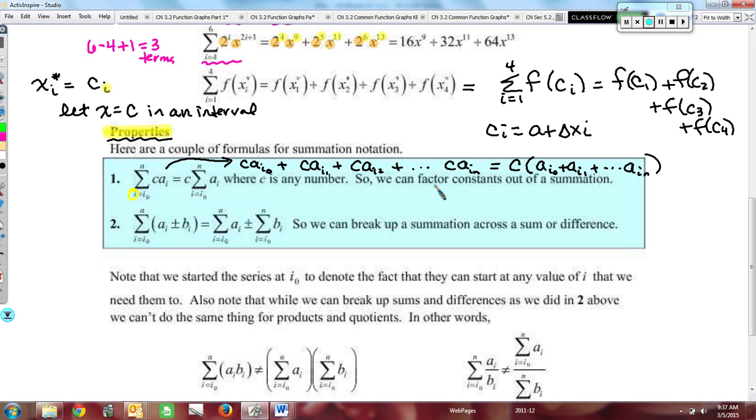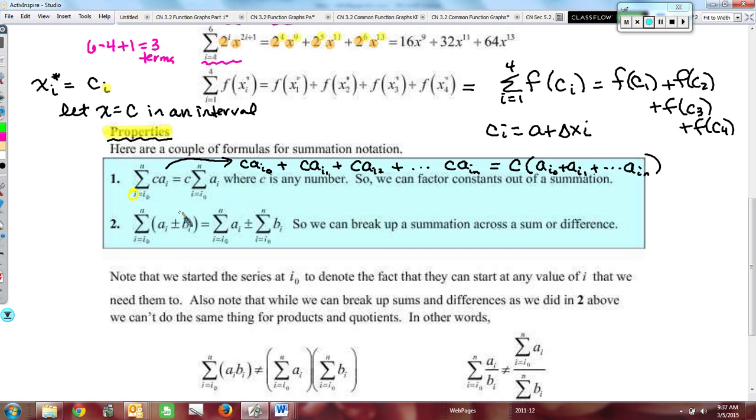Now, the next thing has to do with the property of if I actually had two things in here that I'm adding or subtracting. Let's think about this. The limit of a sum is the sum of the limits, provided the limits exist. The derivative of a sum is the sum of the derivatives, provided the derivatives exist. And then your summation of a sum is the sum of the summations, so we can break up a summation across a sum or difference.